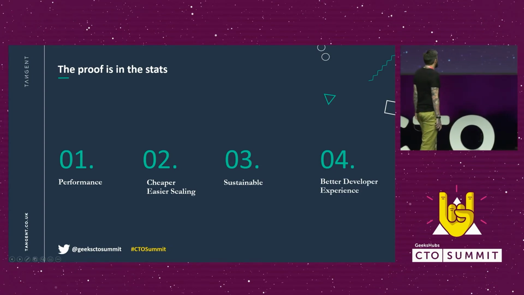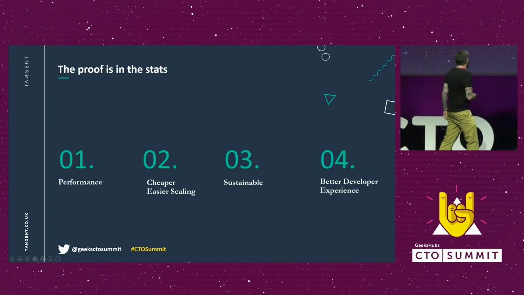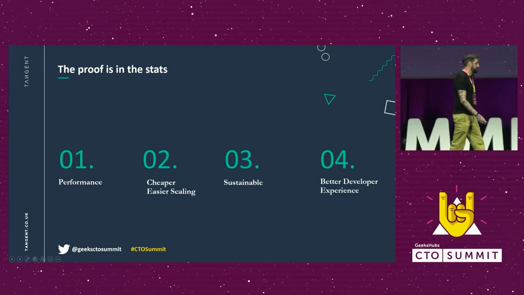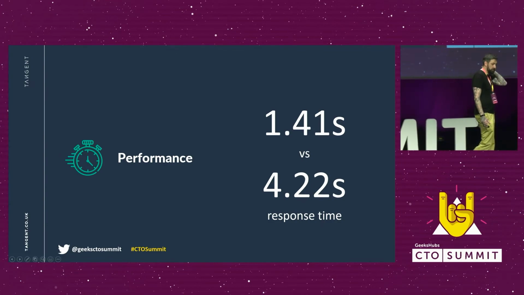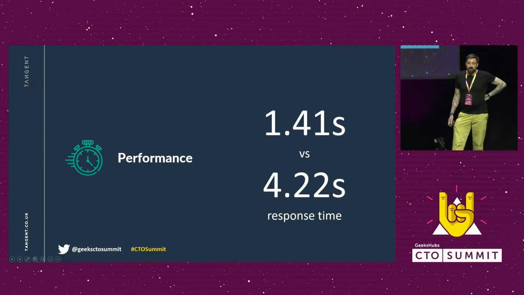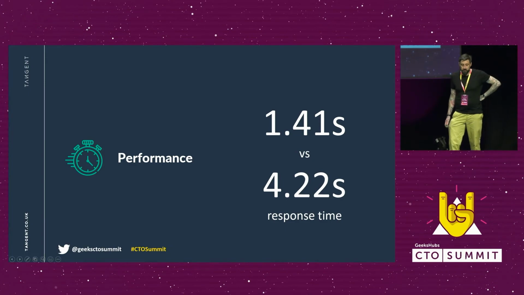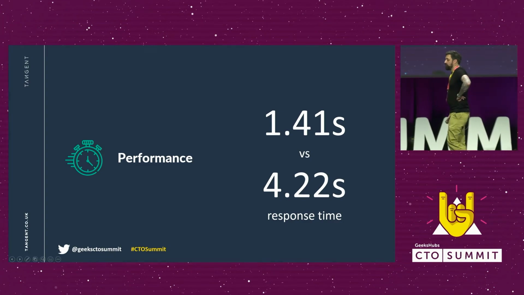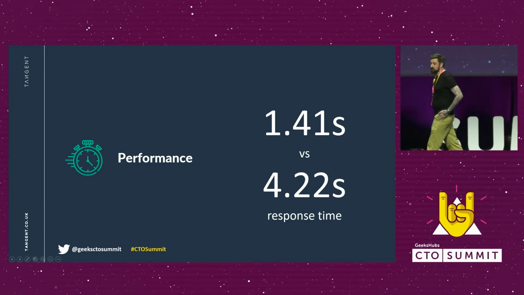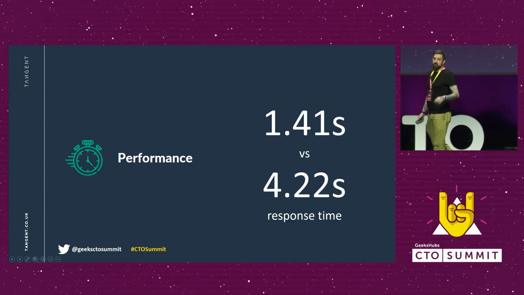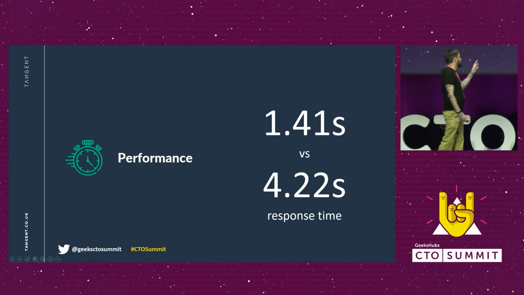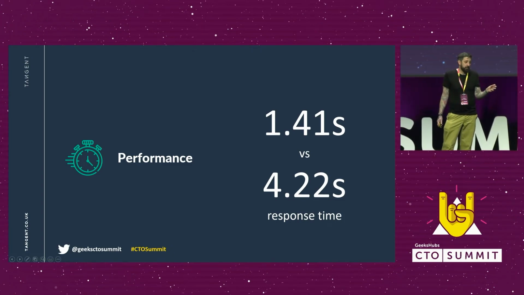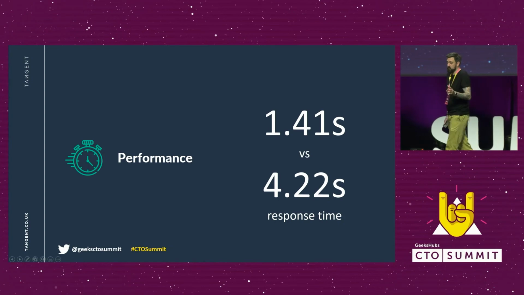So the benefits. We had performance. We had costs, we had sustainability, we had better development experience. So cost comparison compared to Sitecore. This is from Europe, and the Sitecore application is hosted in Europe. So with Sitecore, we saw average response times of 4.22 seconds. These are now down to 1.41 seconds. And the Sitecore response times were 4 seconds in Europe, from Europe, where we see globally sub 2 second response times from our pages.